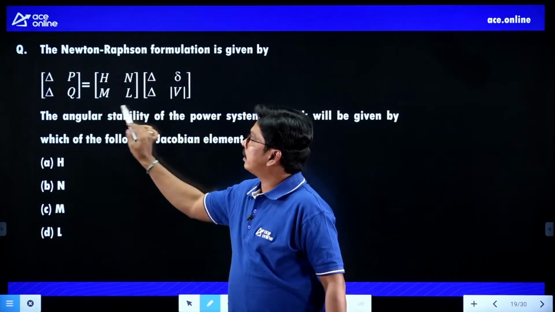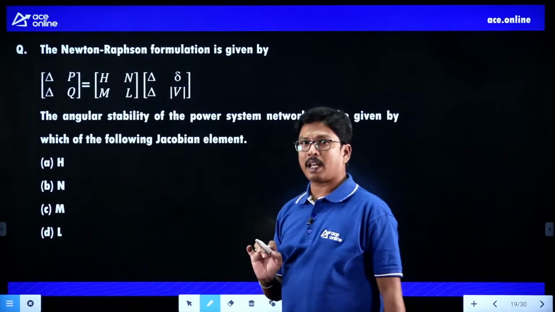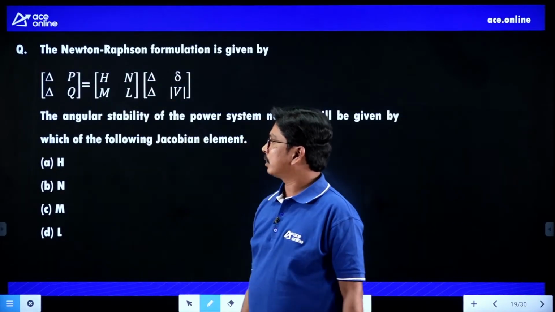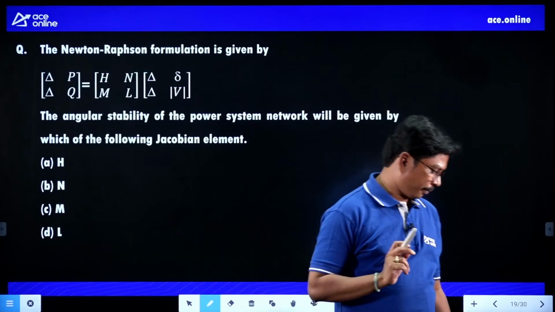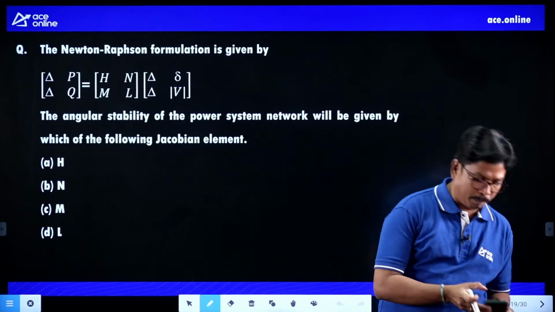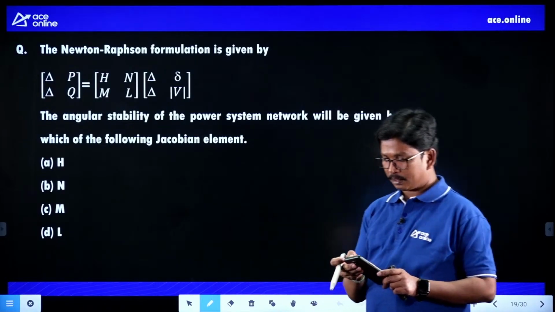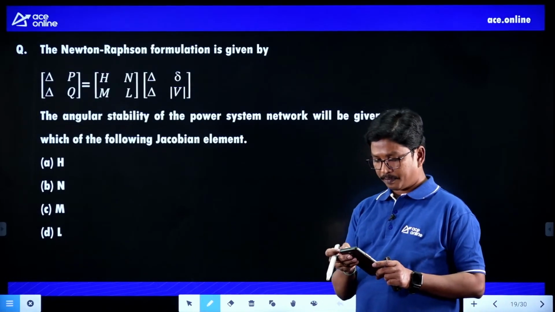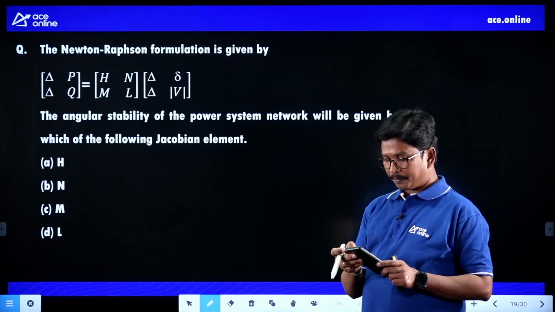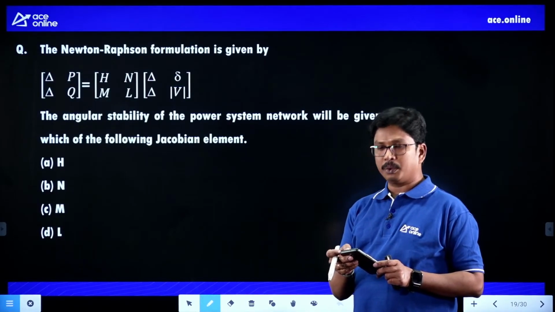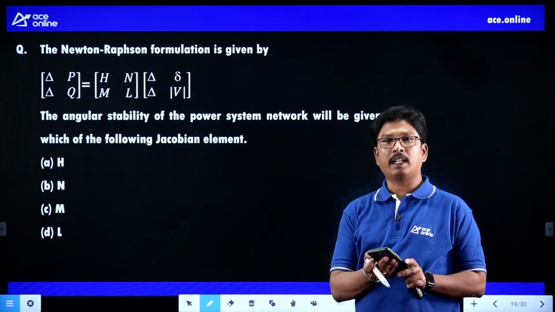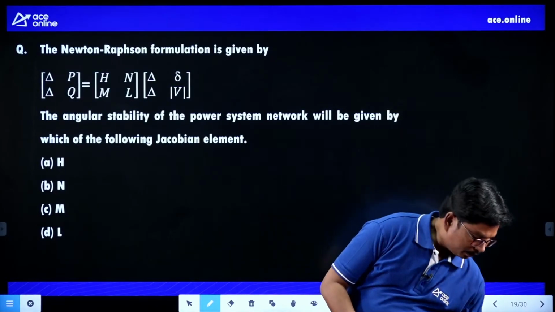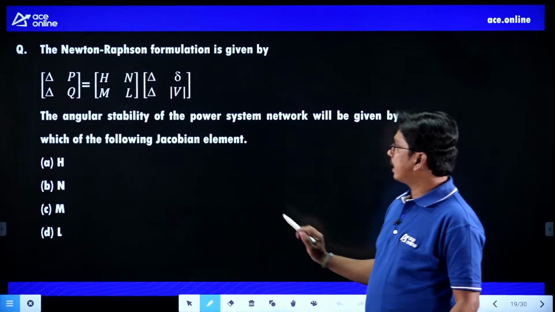So this is the Jacobian matrix we are having. In this Jacobian matrix, which element will give you the angular stability information? Any answers? Which element will give you the information related to the angular stability? Any answers? You can check here.